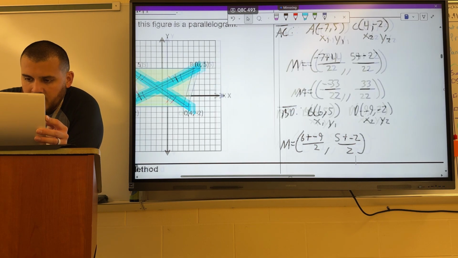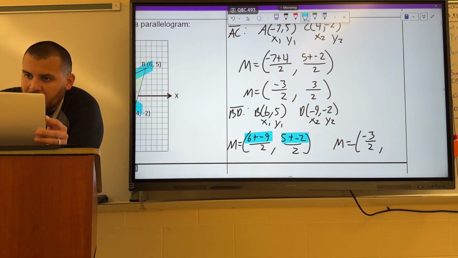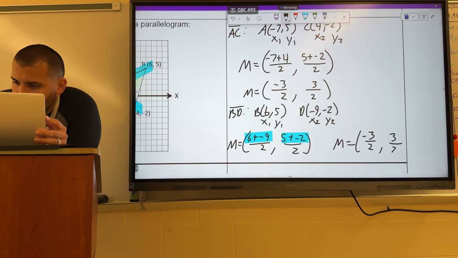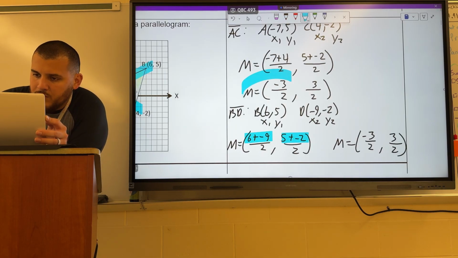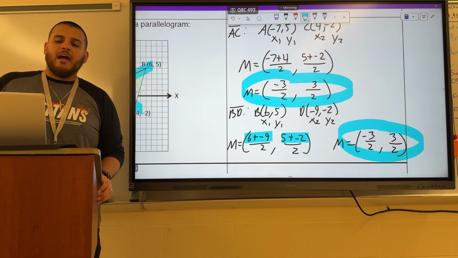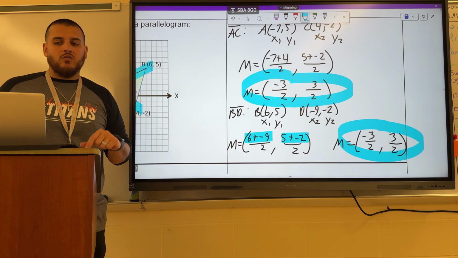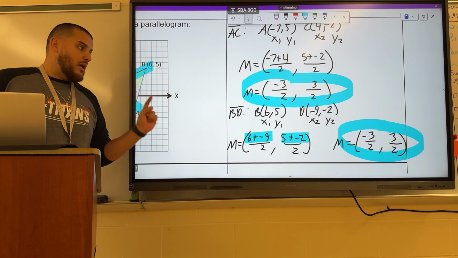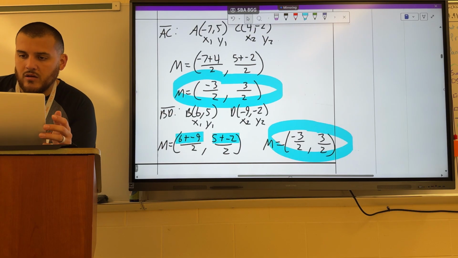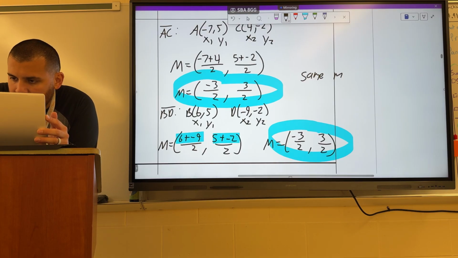And we're adding. I'm going to move to the right here as I do this. So on my numerator up here, we have 6 plus -9. That gives me -3 over 2. And on my y side, we got 5 plus -2. That gives me 3 over 2. And look, the midpoints are the same. -3 over 2 for the x, +3 over 2 for the y. I've proved that my midpoints are the same on both diagonals, therefore the diagonals are bisecting each other, making this a parallelogram.